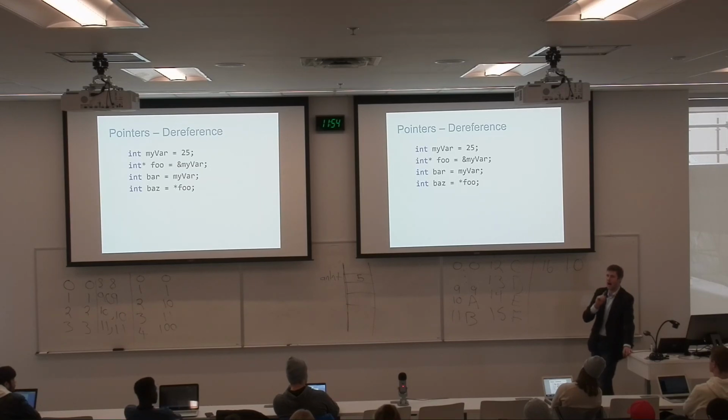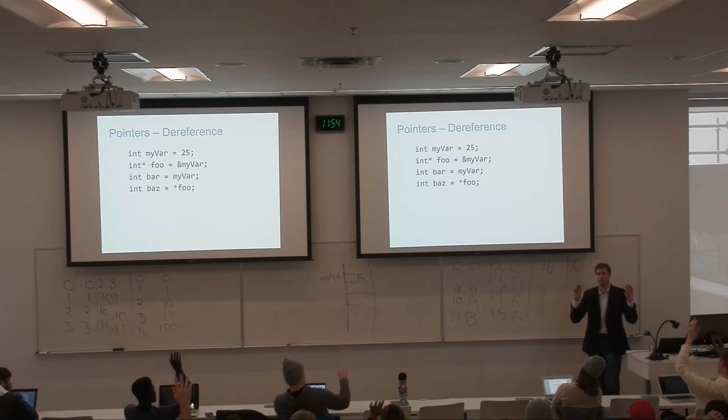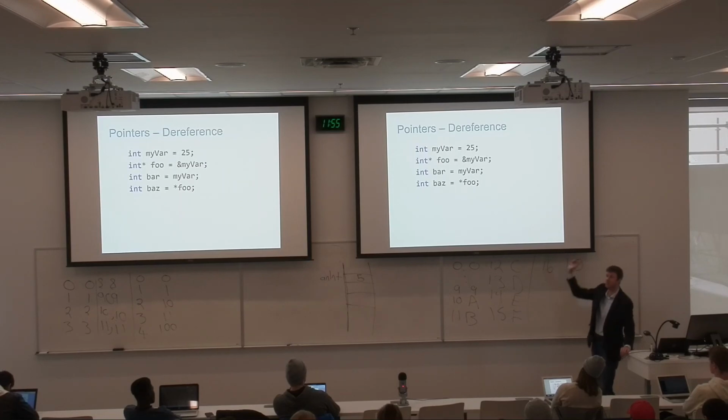raise your hand really high if you know, this is just a poll, if you know what's in Baz, or if you're pretty confident you know what's in Baz. Really high, I want to see. Good. And the trick is, just follow the rules. There's no real trick. Take your time, follow the rules. So what's foo? 1776. But what does the star mean? It says, don't give me 1776. Give me what's at 1776. So what is at 1776? 25. And so Baz will become 25.